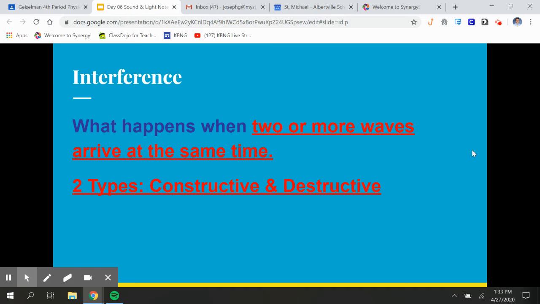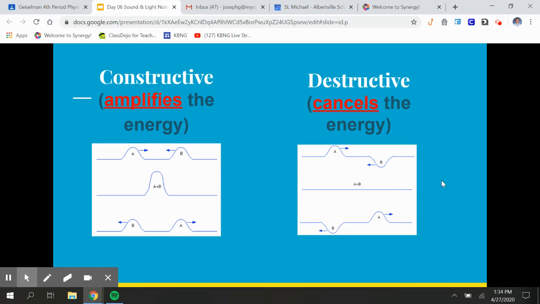So the next thing is interference, and that's what happens when two or more waves arrive at the same time. So if you think about it, you jump in a pool at the same time as somebody else, all right, those waves are going to reach each other at some point, and then there's going to be some sort of interference that occurs. And there's two types, constructive and destructive. So constructive interference means that both waves are going to add up together, and destructive means one's going to cancel out the other. So we're going to have no wave action.